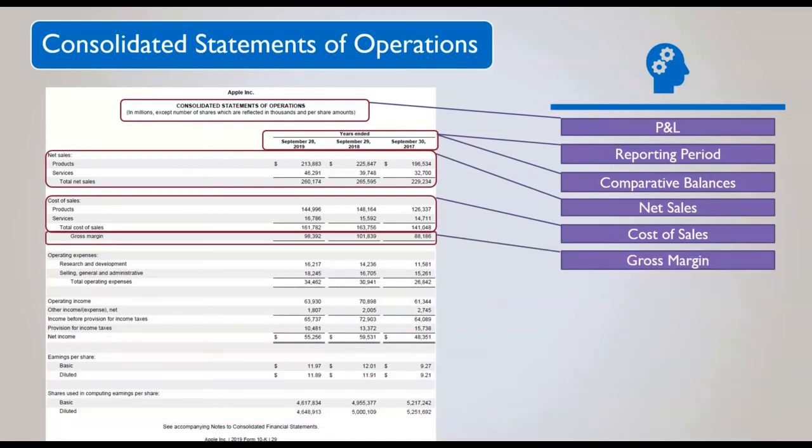After that, we see a line item for gross margin. Gross margin is a key metric and is the difference between the net sales and cost of sales. The gross margin percentage is calculated by taking the gross margin divided by net sales. In the following slides, we will see analysis on the gross margin between products and services, and we can see that services is much more profitable for Apple. For example, higher gross margin.